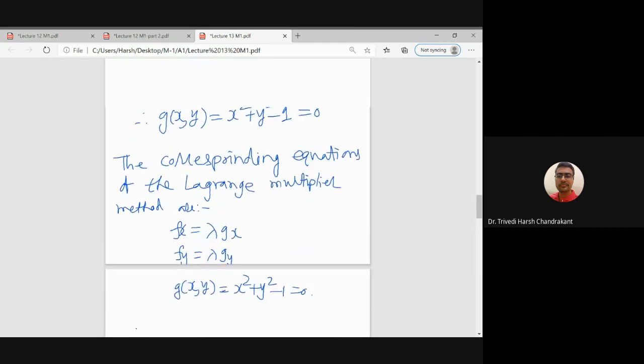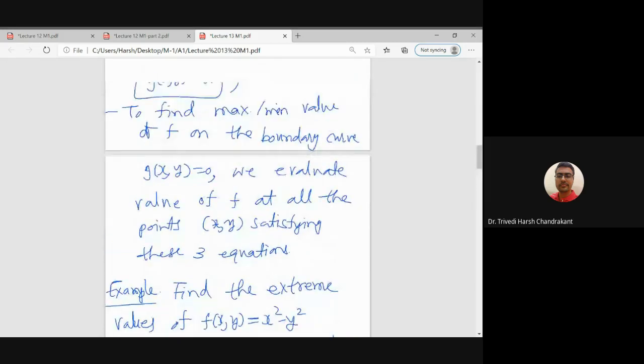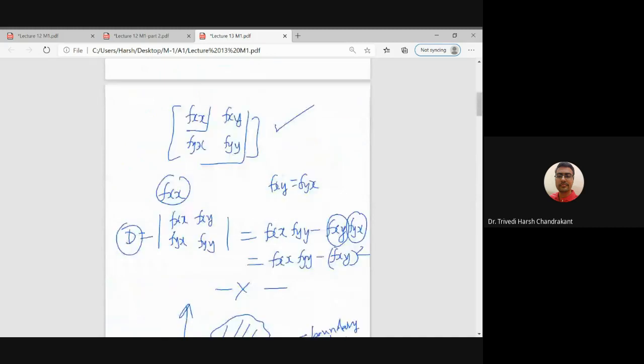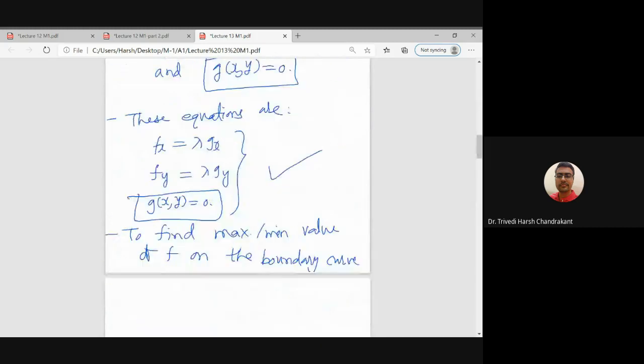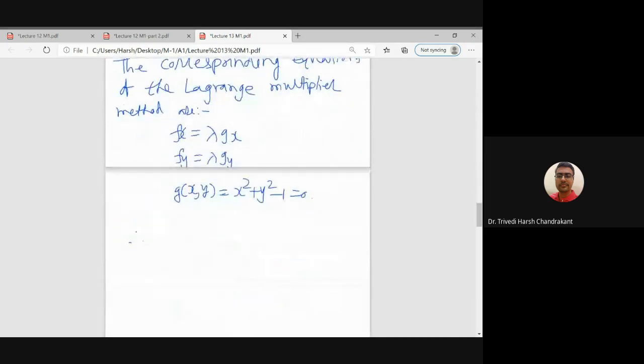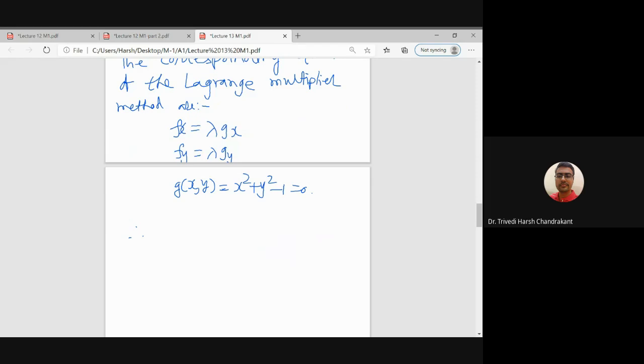Yeah, so the first thing we did not check is the gradient condition, right? So let us go to that condition. To apply the Lagrange multiplier method, first we need to check that the gradient must be non-zero for all the points (x0, y0) where g equals 0. So what is the gradient?